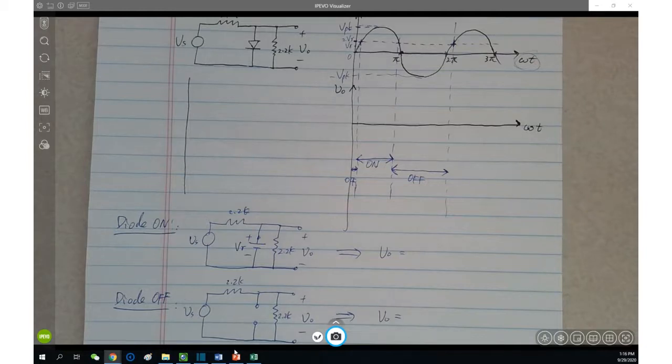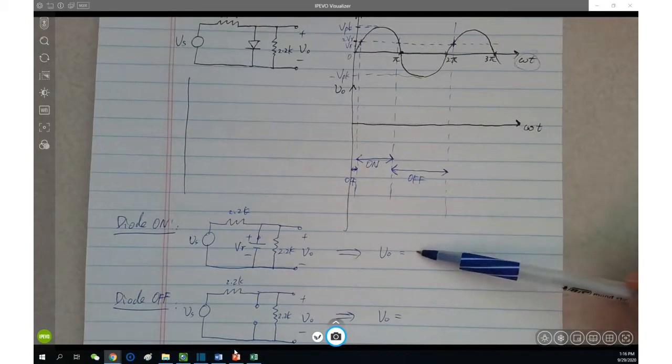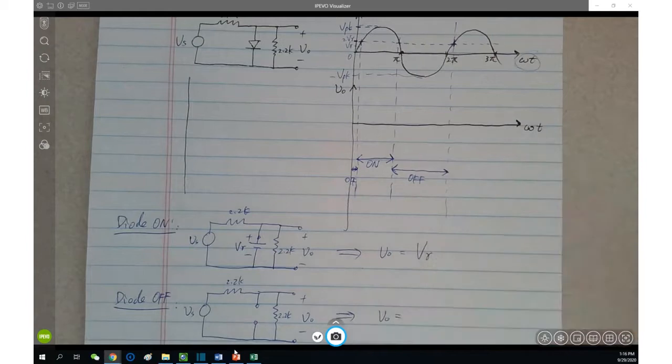Any questions regarding this idea? All right, then what is the voltage output here? V naught equals what? Would it be V gamma? V gamma. Very good.